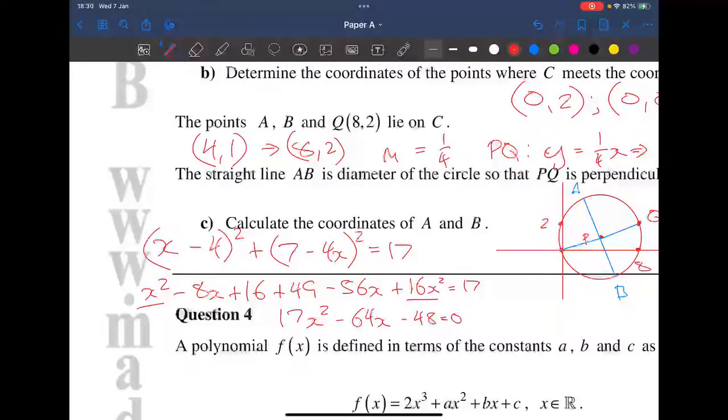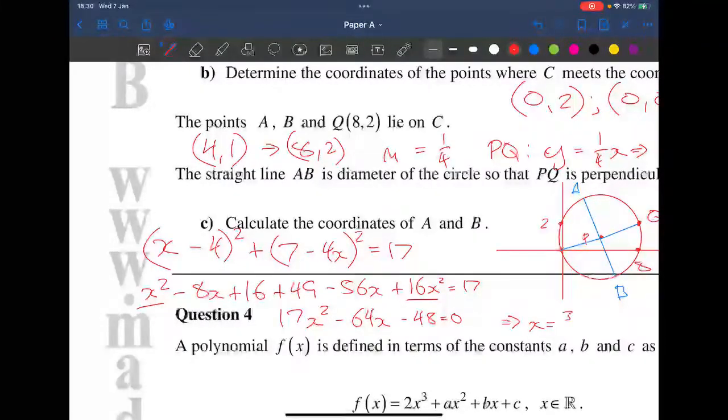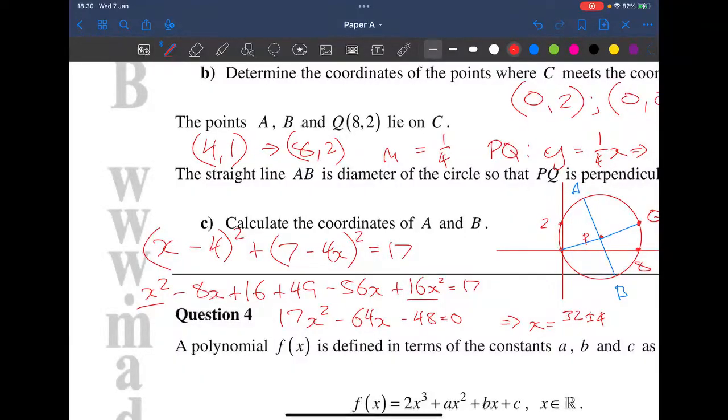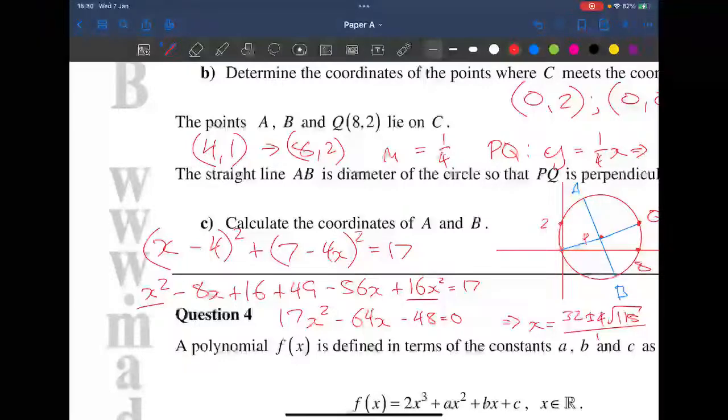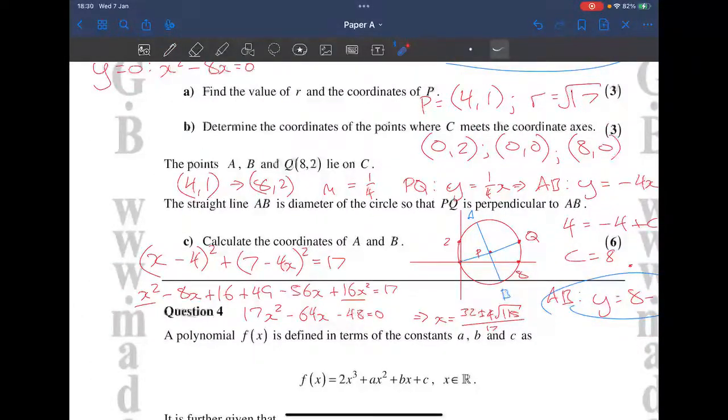This gives us not very nice numbers at all. What we have here is 32 plus or minus 4 times the root of 115, all over 17. I'm always going to double check that I haven't made a mistake. This number is not very nice.